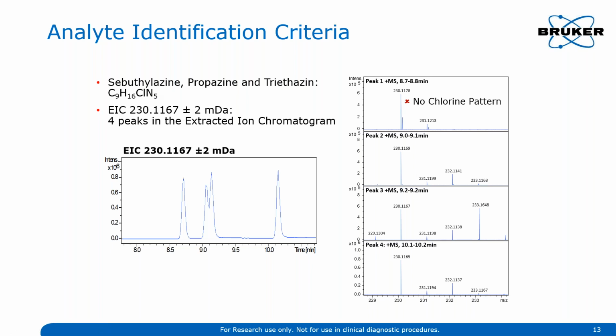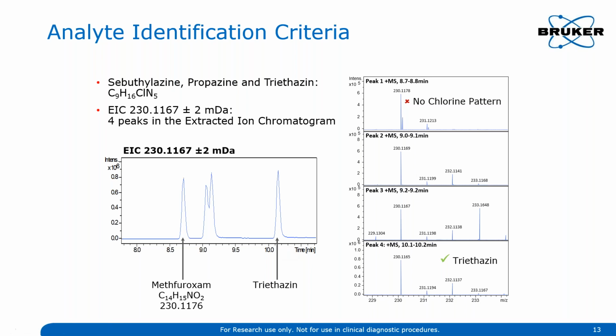So this is a totally different compound, actually a fungicide, that just happens to have the same exact mass and be present in this mixture. So that happens. The last peak we can identify as one of the target pesticides based on its retention time that matches the library. So we're good with this one.